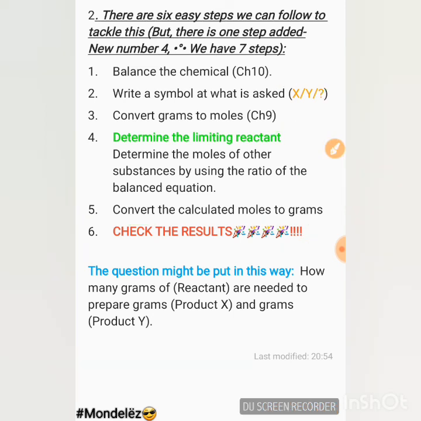So the question might be put in this way: how many grams of a certain reactant are needed to prepare the grams of product X and grams of product Y. Just an example of how you might get it. So you will watch the second part of the video to see how we go about with limiting reactants.